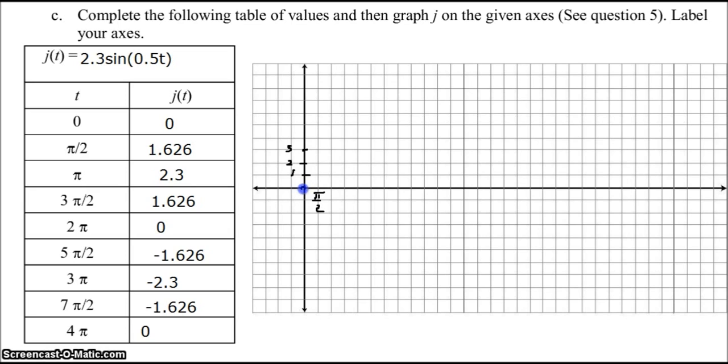So 0, 0. And pi over 2 is at 1.6. At pi, we have 2.3. Back to 1.6. Then 0. Then negative 1.6. Then negative 2.3. Negative 1.6. And 0. So all we have is one complete revolution. We can see that the period is 4 pi.